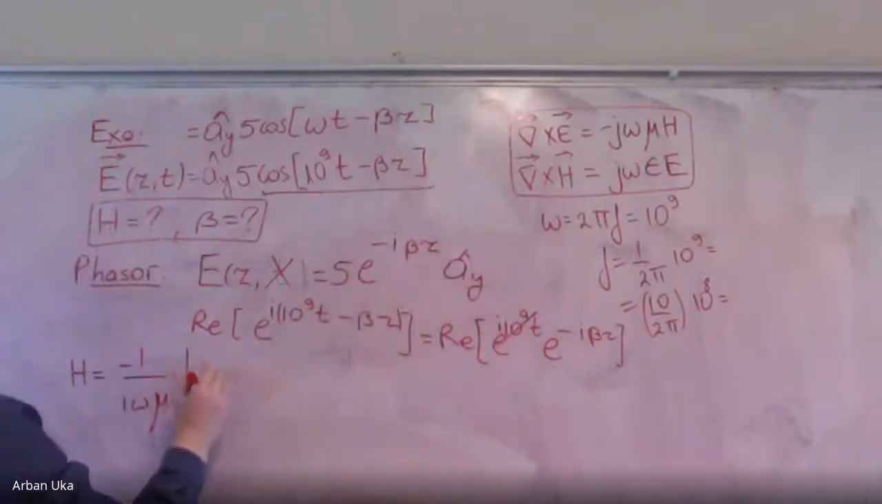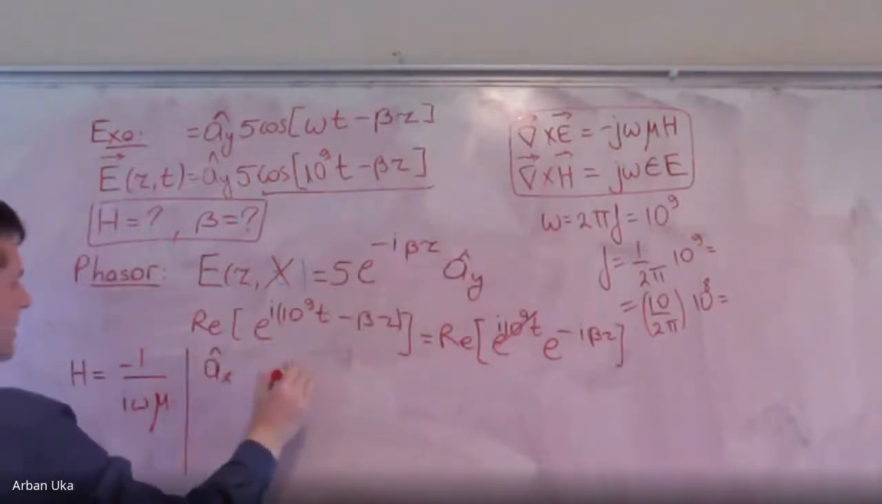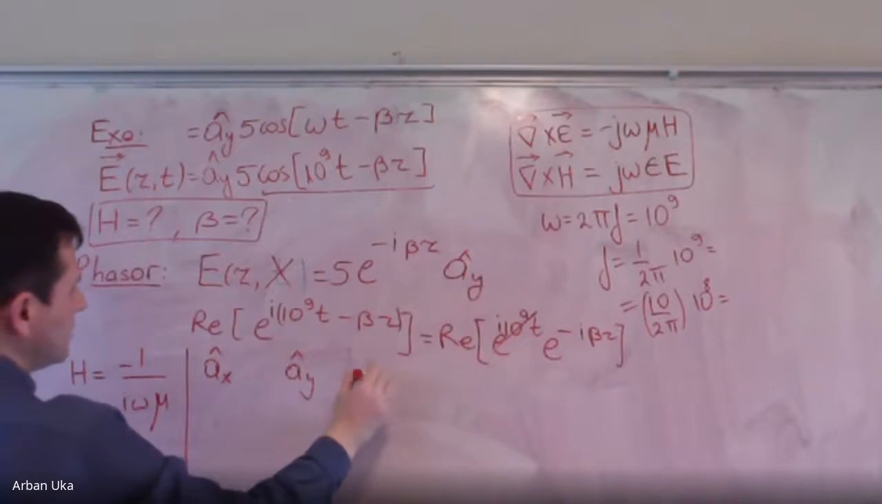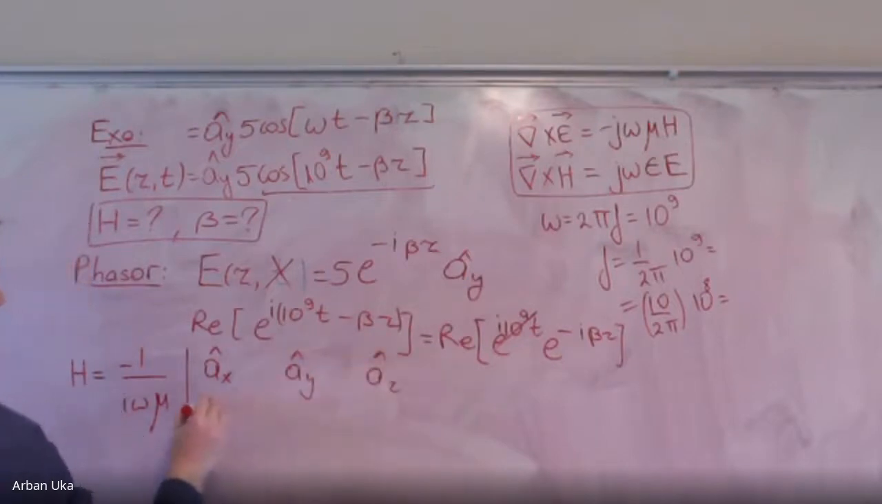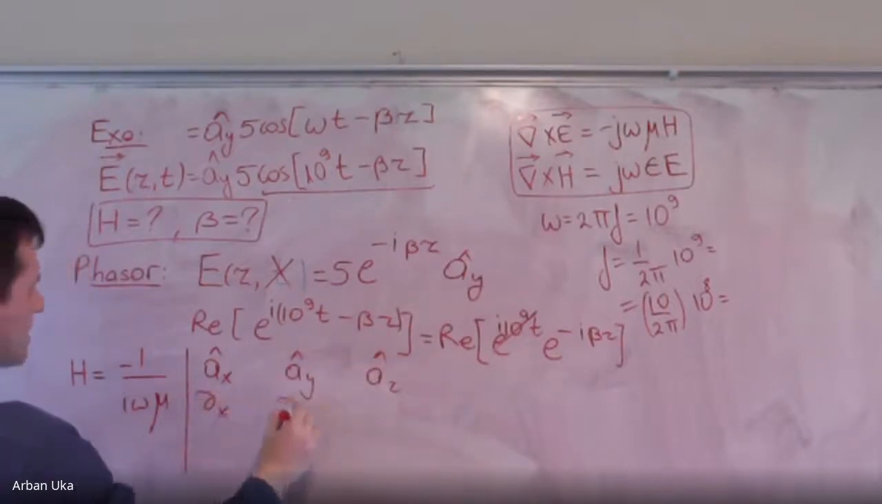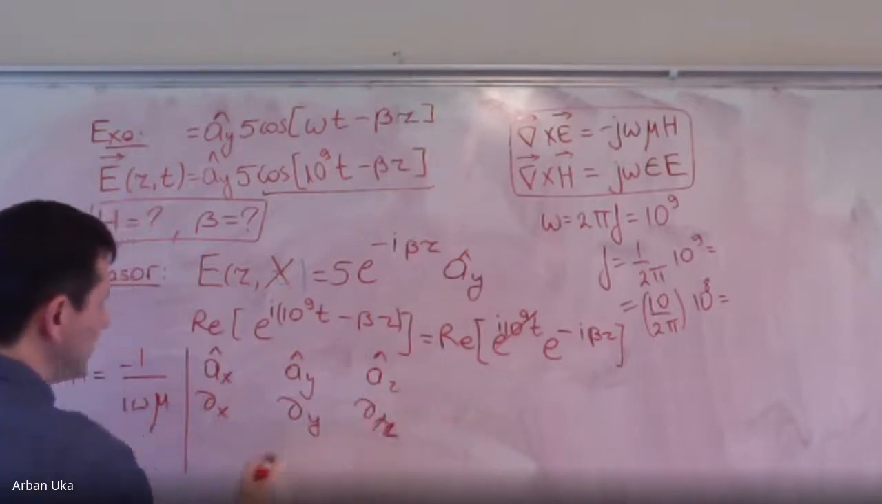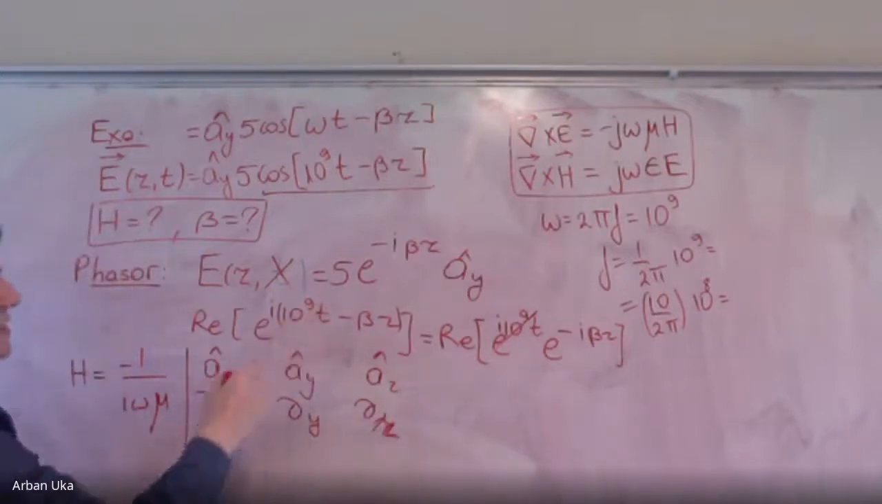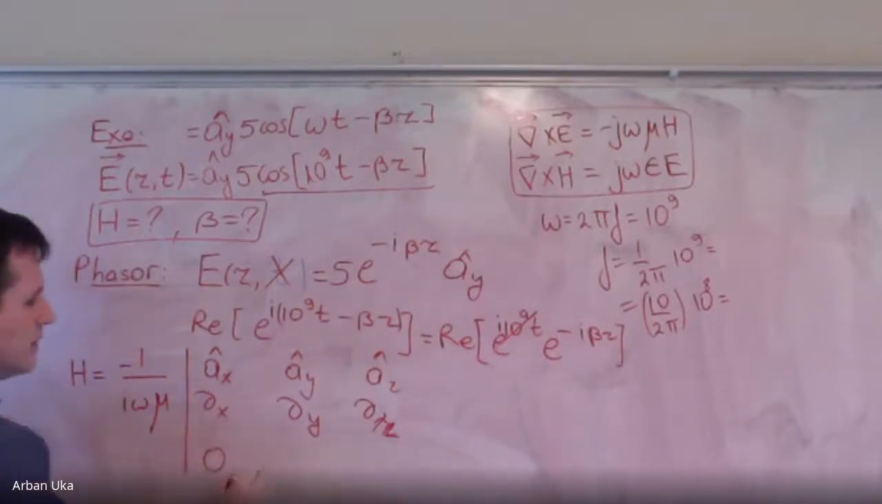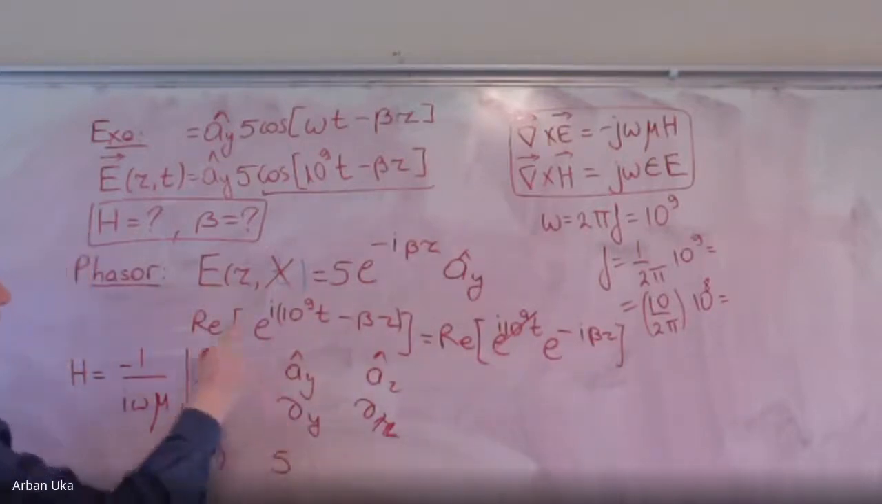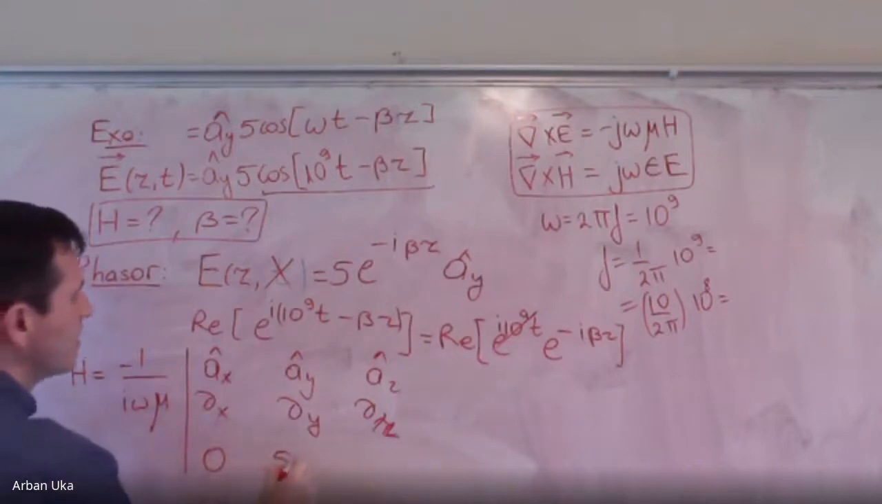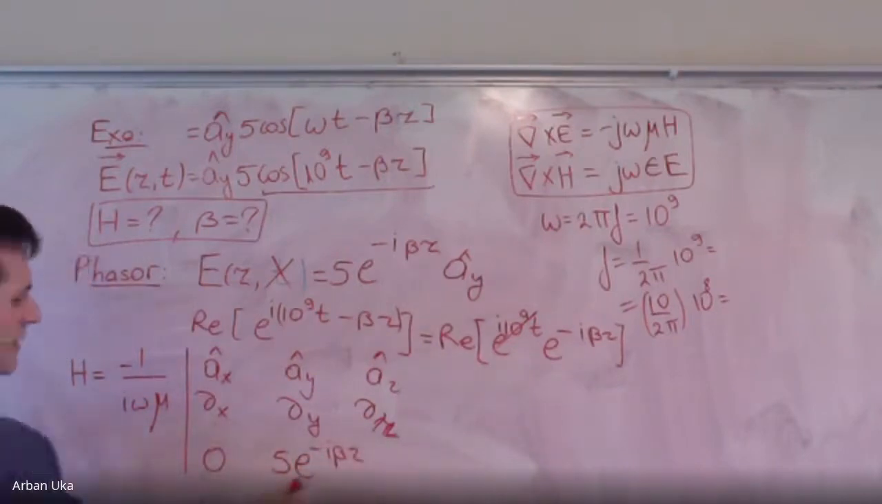And what is the curl of E? It is the determinant with a_x, a_y, a_z, derivative with respect to x, derivative with respect to y, and derivative with respect to z. And here, what is the a_x component? This is 0. What is the component of E along the y-axis? It is 5 e to the power minus j beta z, and the z component is 0.